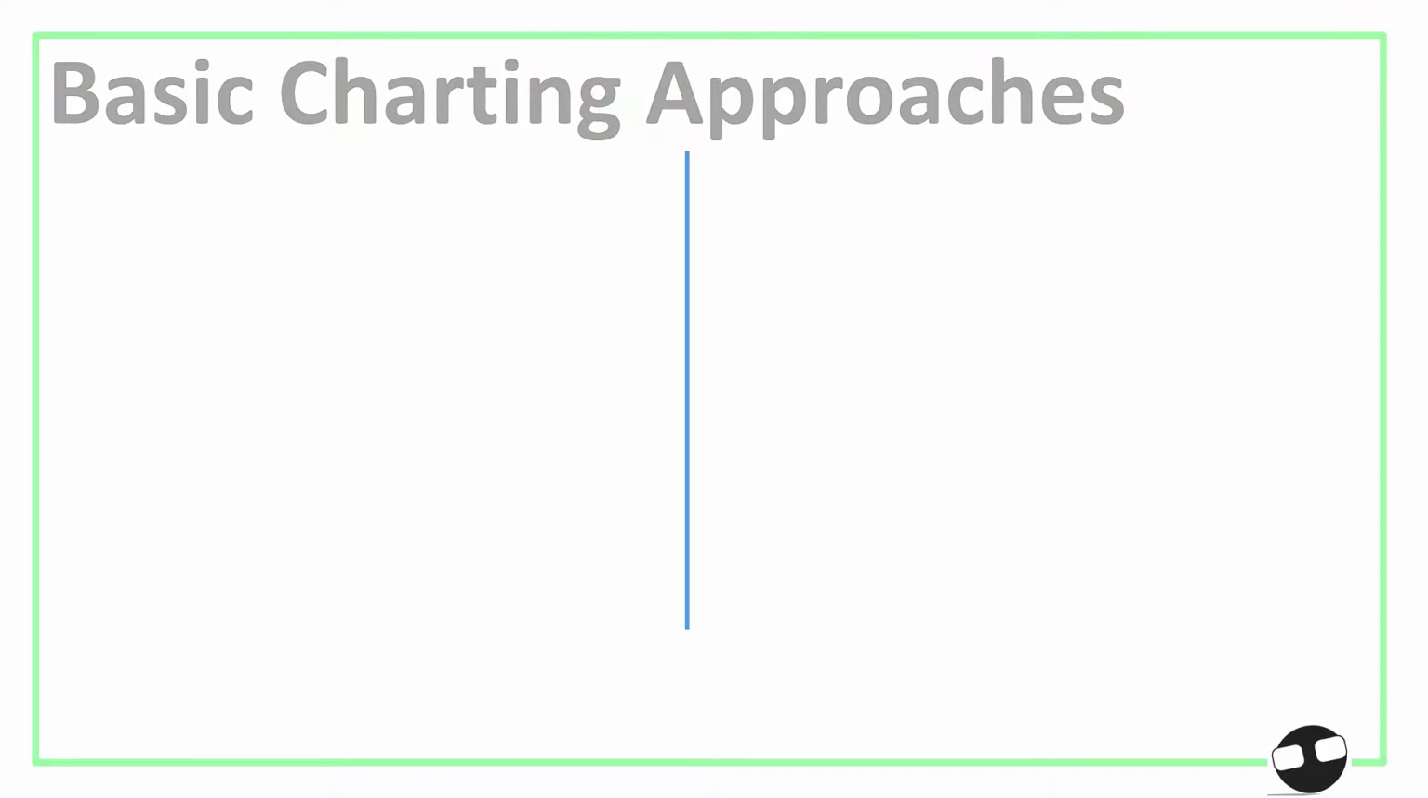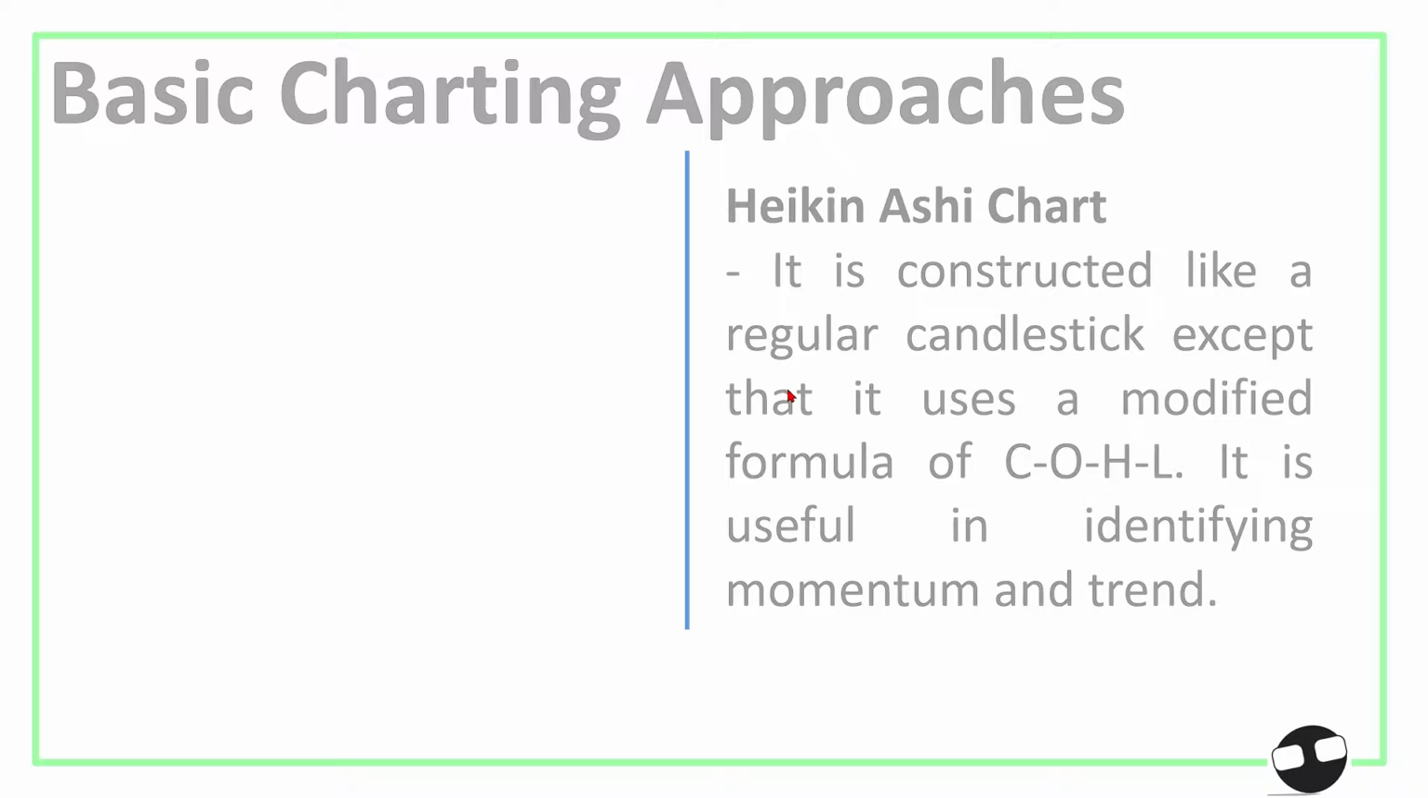So the last charting approach is what we call the Heikin Ashi chart, which is constructed the same as the candlestick, but this time they have a modified formula for computing the closing, opening, high and low. Meaning they capture the average prices, which now gives you the idea of the specific momentum and the trend. So they can give you a reversal heads up to, let's say, grab a position or unload a position.